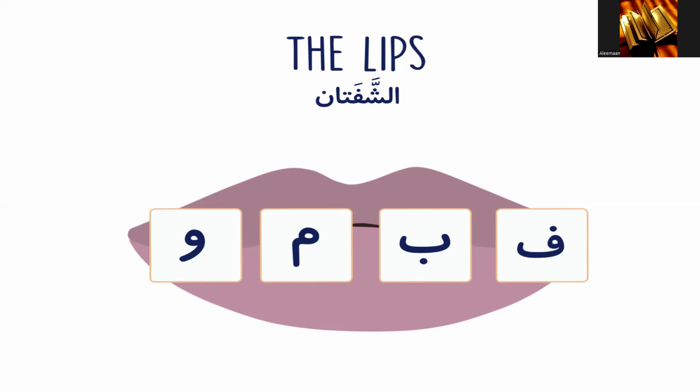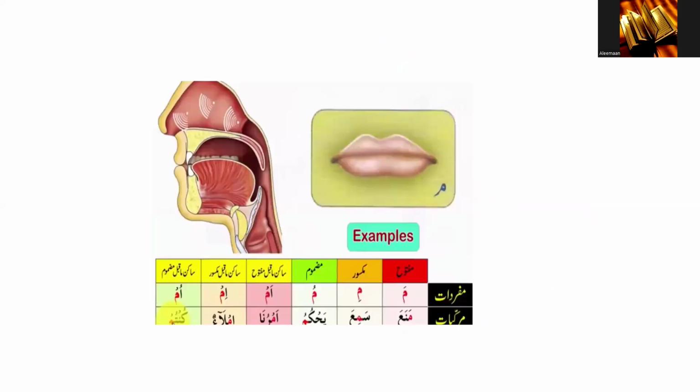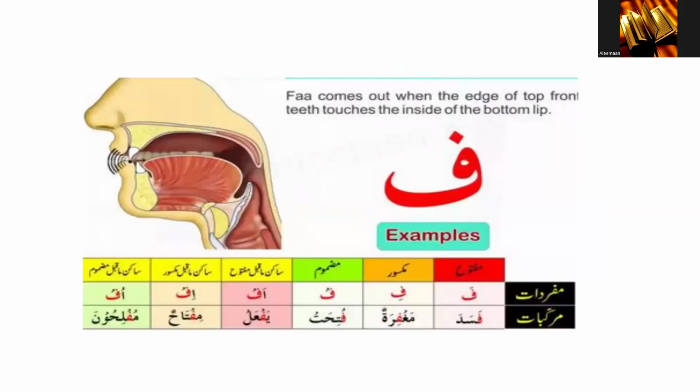Upper teeth touch the wet part of the lower lip. How many teeth? Front two teeth, not all teeth. Only the upper two teeth come on the back inside of the lower lip.